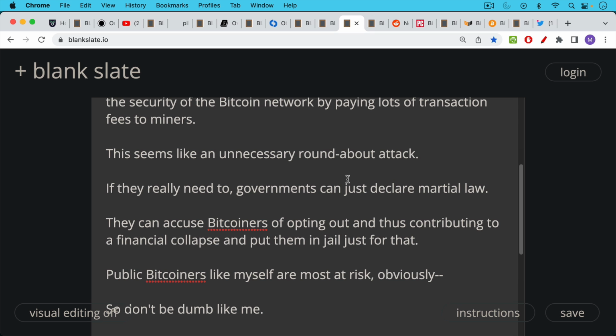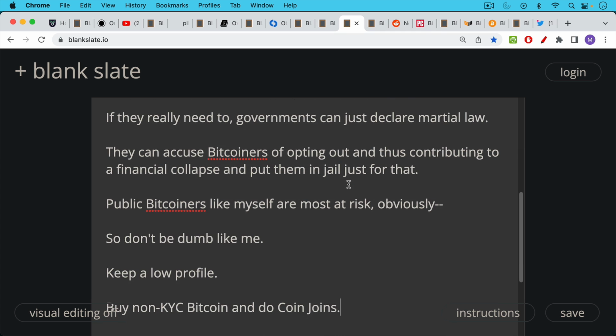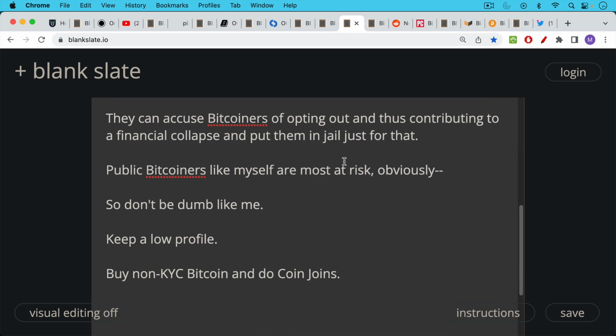Public Bitcoiners like myself are obviously most at risk, so I would encourage you, don't be dumb like me, keep a low profile, don't tell people you're a Bitcoiner if you don't have to, and to the extent that you're able to, try to buy non-KYC Bitcoin and do coin joins to give yourself forward privacy.